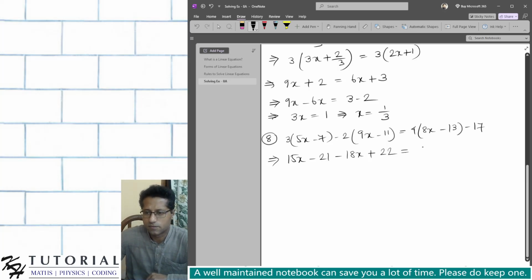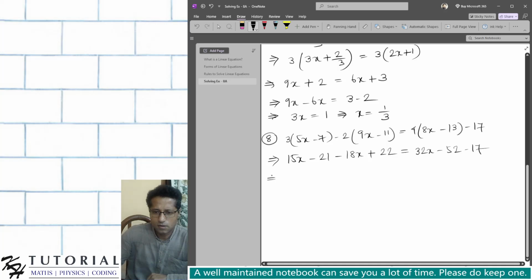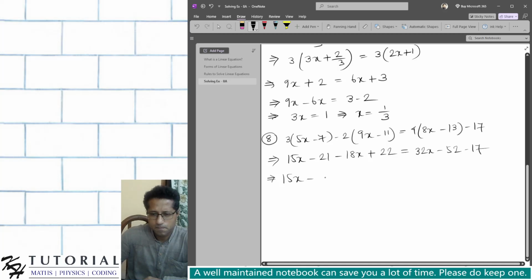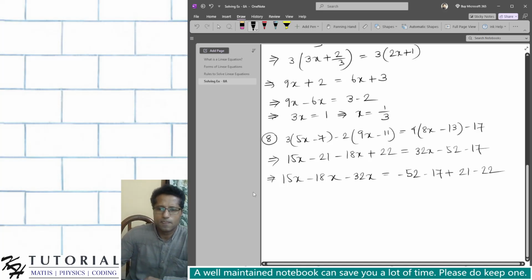So we have this, on the right hand side becomes 32x minus 52 and minus 17. Now I will do transposition of terms, that is I will bring all the variable terms to the left hand side and all the constant terms to the right hand side, and I get 15x minus 18x minus 32x equal to minus 52 minus 17 plus 21 minus 22.